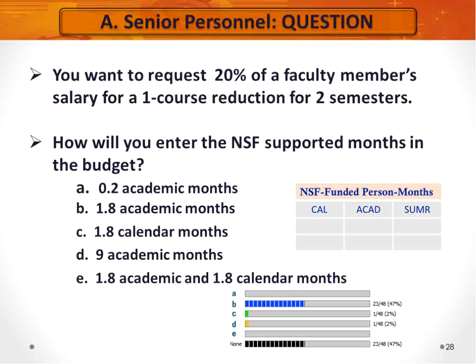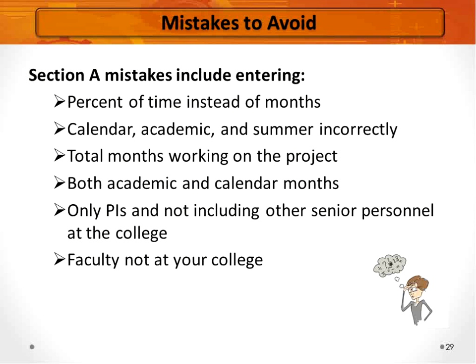Mike, if you go to the next slide, we can go over some of the big mistakes. This is probably the number one mistake people make in filling this out. So some common mistakes people make is they use percent of time instead of months. So they figure, okay, I'm working 20%, I'll put in 0.2. But 0.2 would only be 0.2 of a month, so you have to convert it to months. Elaine did a good job, but people also combine calendar months and academic months. You're either on calendar months or you're on academic months.